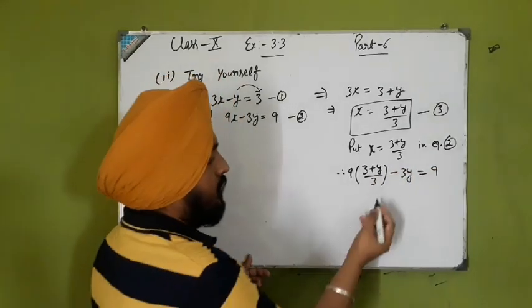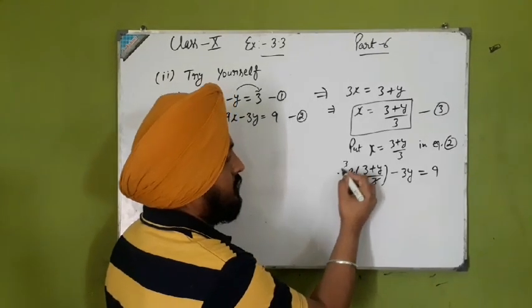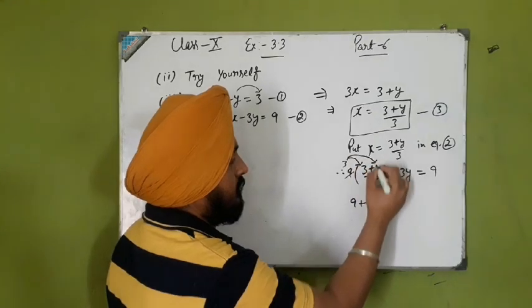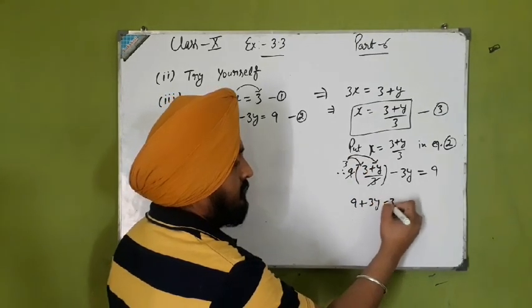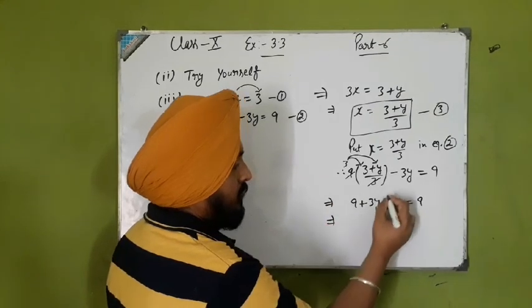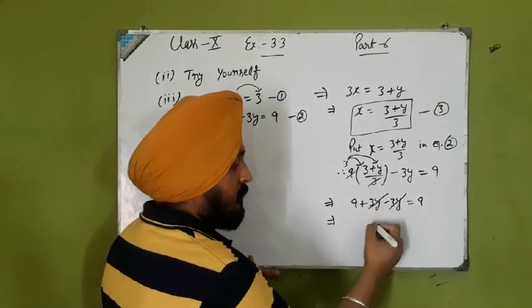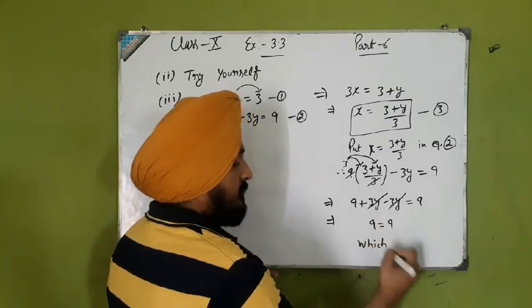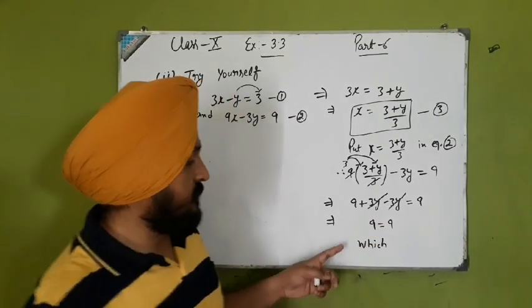Clear? Now you can cancel the 3 with the 9, so 3 times (3 plus y), that is 9 plus 3y, minus 3y is equal to 9. Clear? Now you can cancel this 3y with 3y. So 9 is equal to 9. Very surprisingly the result is true.